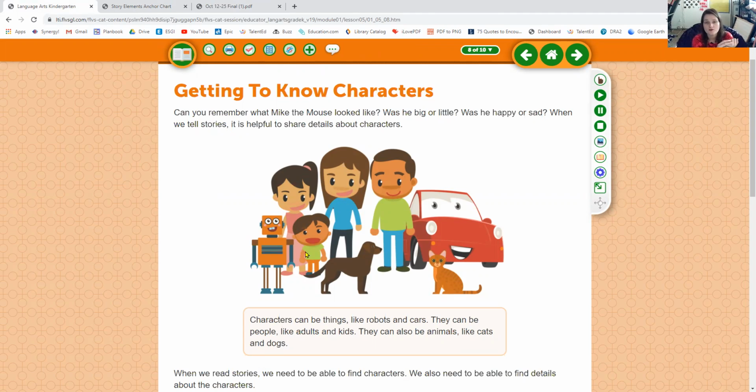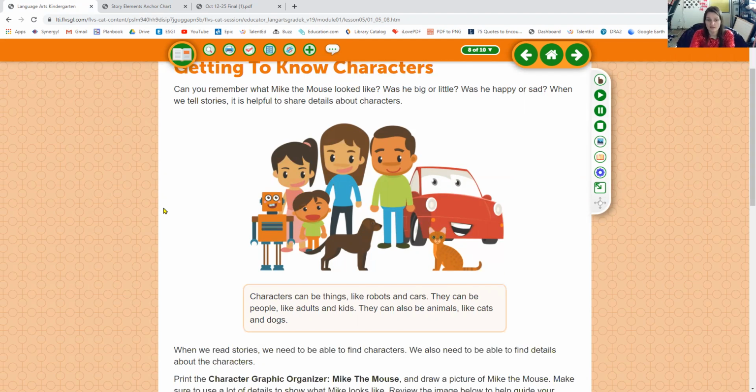It makes a big difference if you're reading a story and it's about a robot instead of a little boy. Because if a robot's arm falls off, that's not a big deal. But if a little boy's arm falls off, that's a big deal, right? So knowing these things about your characters is very helpful for when you're reading a story.